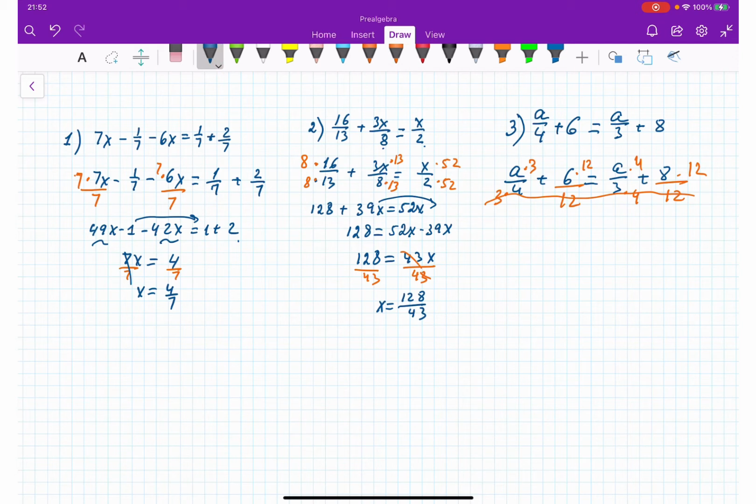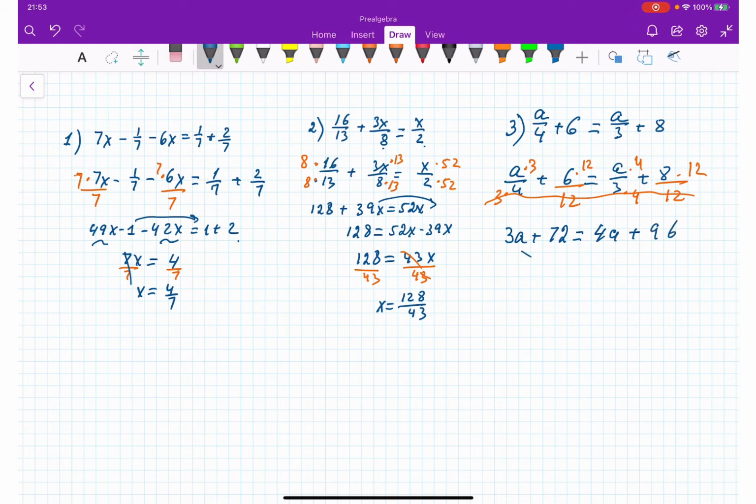I'm getting 3a plus 12 times 6, 72. 6 times 2 is 12, 1 in mind. 6 times 1 is 6, and 1, 7. So it's going to be plus 72. It is equal 4a plus 12 times 8 is 96, yeah? 8 times 2 is 16, 1 in mind, 8 times 1 is 8, and 1, 9. So plus 96.